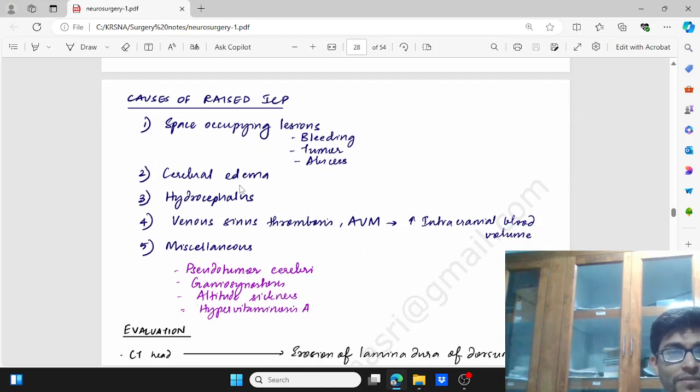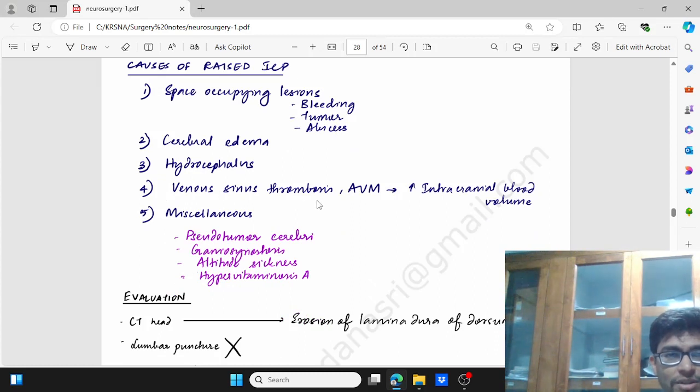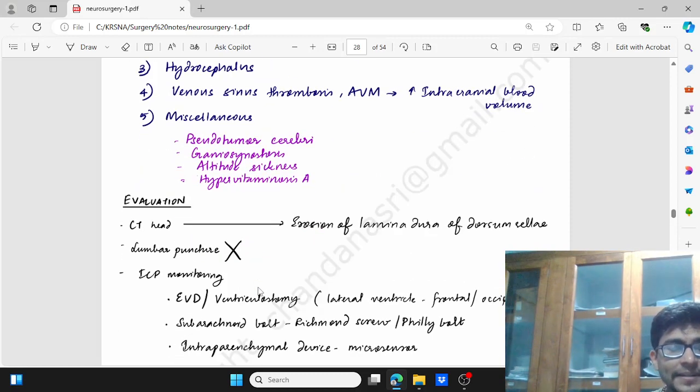Now we see the causes of raised ICP. The causes are space-occupying lesions, which could be bleeding, tumor or abscess, cerebral edema, hydrocephalus, venous sinus thrombosis, arteriovenous malformation, which result in increased intracranial blood volume, or miscellaneous causes, which include pseudotumor cerebri, craniosynostosis, altitude sickness, or hypervitaminosis A.